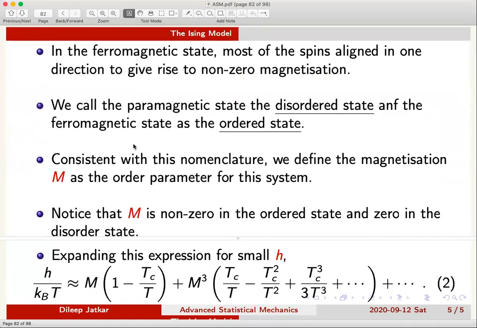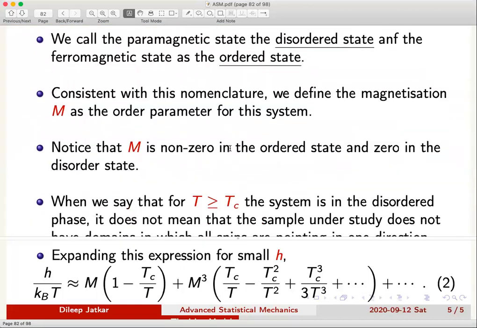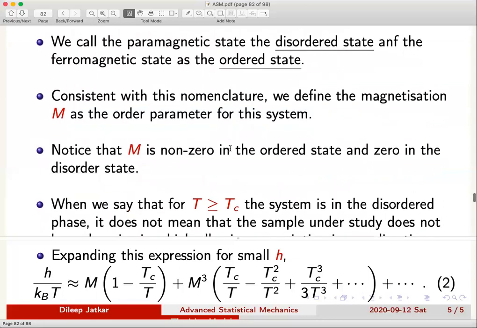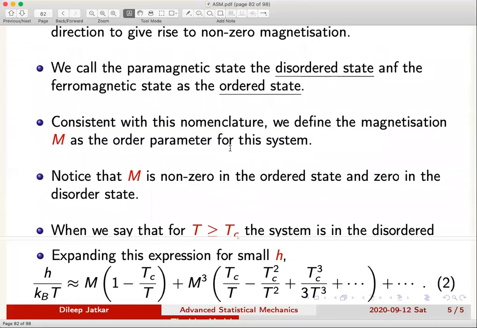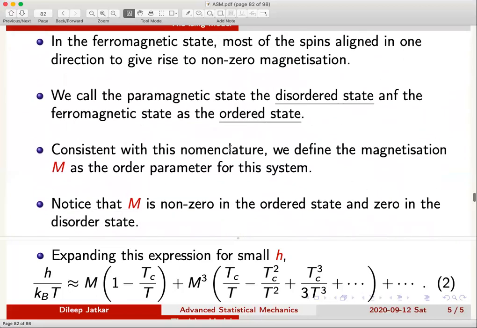Okay, so here's the usual nomenclature that one uses in critical systems, particularly in the spin system. The paramagnetic state is called the disordered state, and the ferromagnetic state is called the ordered state. Consistent with this nomenclature, one would define the net magnetization of the system as the order parameter of the system.